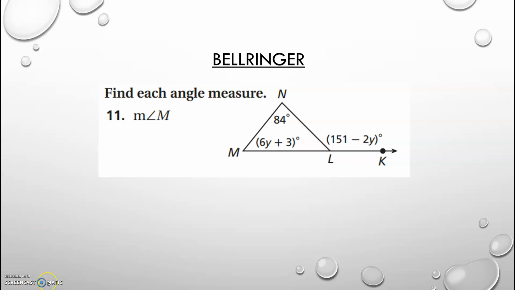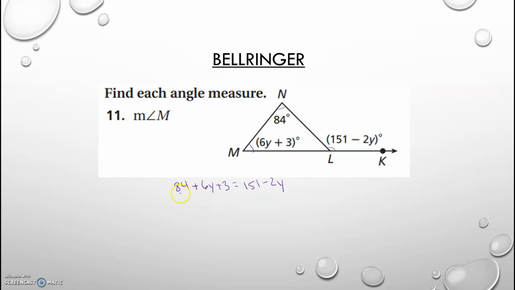Alright, let's start today off with a lovely bell ringer just to review some stuff that we just learned. So here we have an exterior angle. Remember, the exterior angle is the sum of the two remote interior. So if I take 84 and I add 6y plus 3, I should get 151 minus 2y. M and N should add up to angle NLK, that exterior angle.